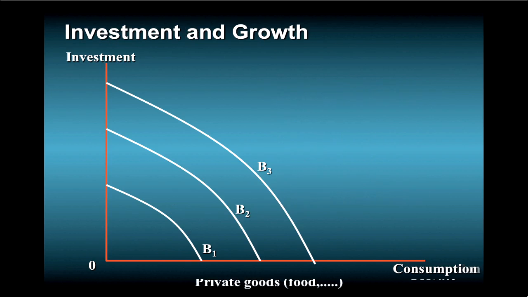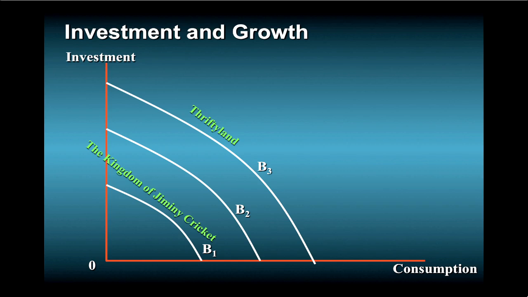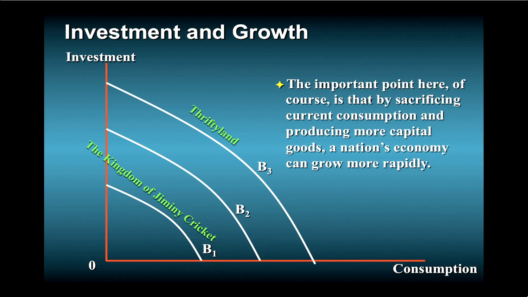This figure shows what happens over time. The PPF of Thrifty Land has shifted significantly outwards, allowing the sons and daughters of Thrifty Land's investors to live a more prosperous life. Meanwhile, the Kingdom of Jiminy Cricket remains mired at the same standard of living on its original PPF. The important point here, of course, is that by sacrificing current consumption and producing more capital goods, a nation's economy can grow more rapidly.